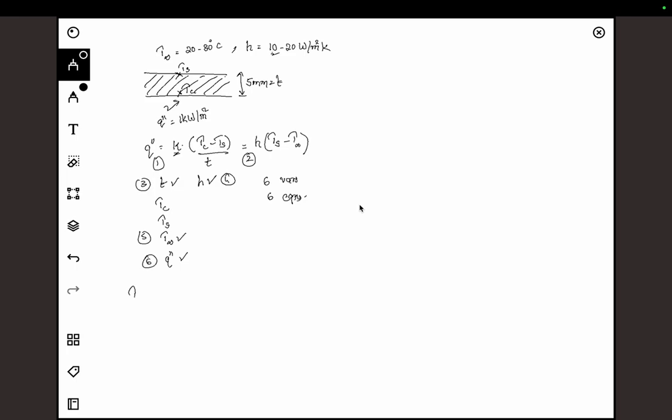So we know that Tc or Ts, whatever, the maximum temperature here will be on the side facing the heat. So this should be less than or equal to 150. If this is less than or equal to 150, what should be the value of, let's start from here. Q double prime is H times Ts minus T infinity. What about T infinity? Which one have you chosen?